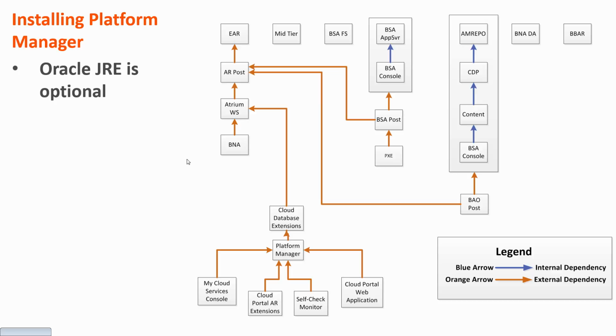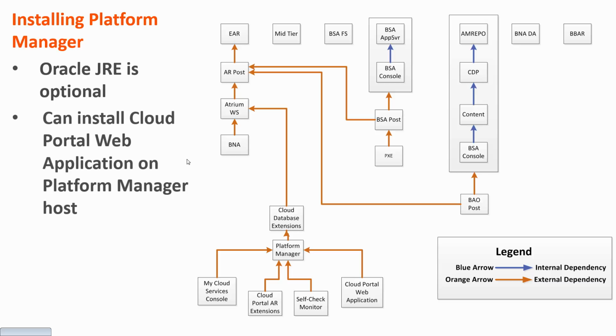Before we begin, there are some prerequisites we should understand. Installing Oracle 64-bit JRE 1.7 is optional. I typically don't install it. I use the embedded JRE instead. If you're using third-party certificates from Symantec or GoDaddy, I think installing an external JRE just confuses the matter. You can install the Cloud Portal web application on the Platform Manager target host, if you want to use one less VM in your environment. We'll talk more about this in a minute.